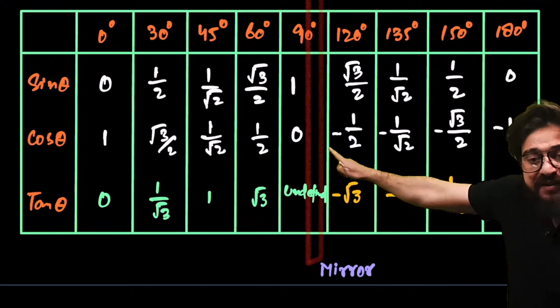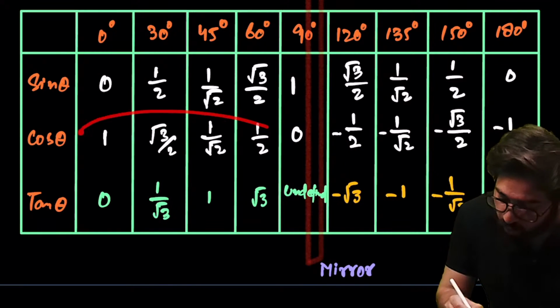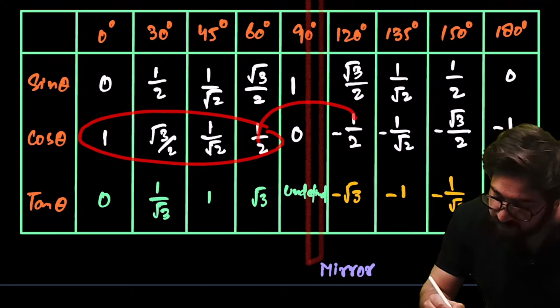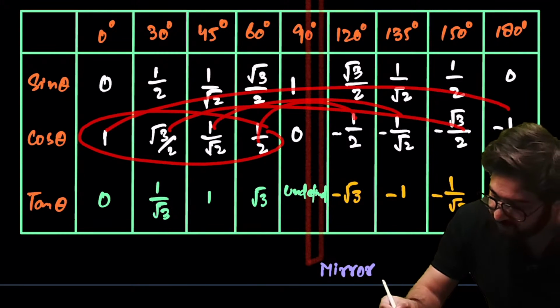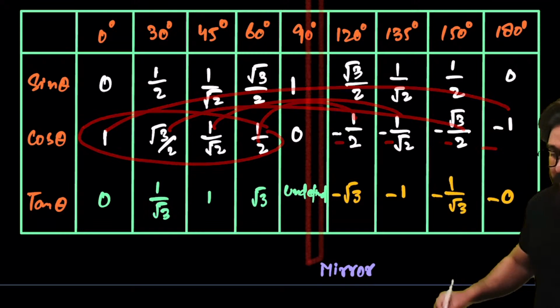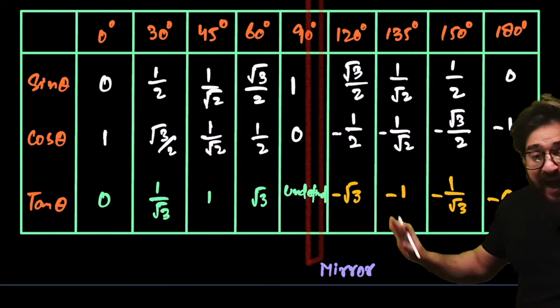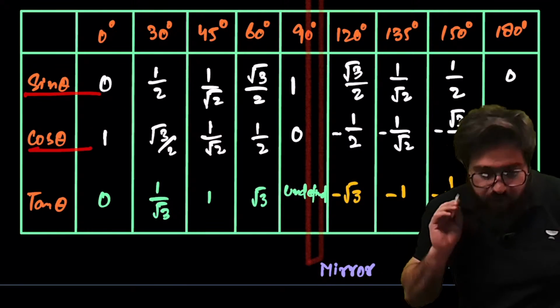And then once again, you have to copy all of these values, 1 by 2 over here, 1 by root 2 over here, root 3 by 2 over here, 1 over here. Just you have to put the negative sign. You have to put the negative. And this is for sine, this is for cos.